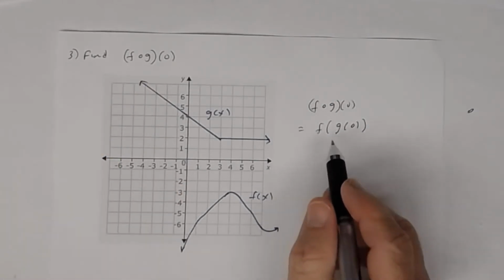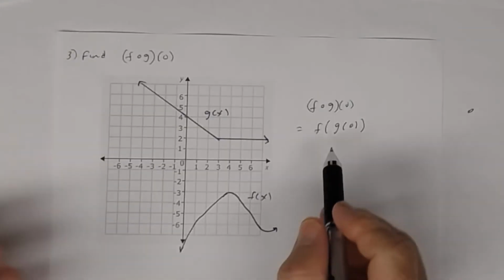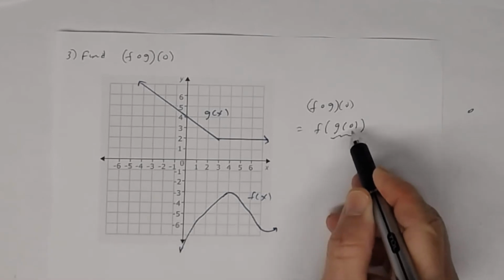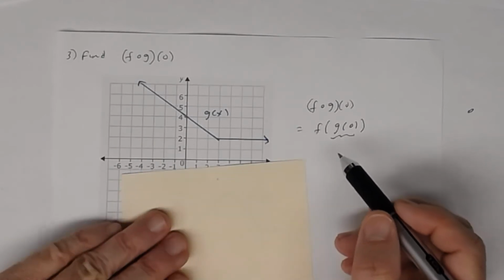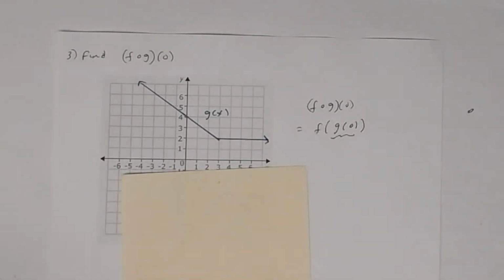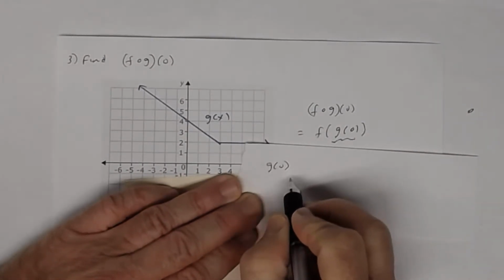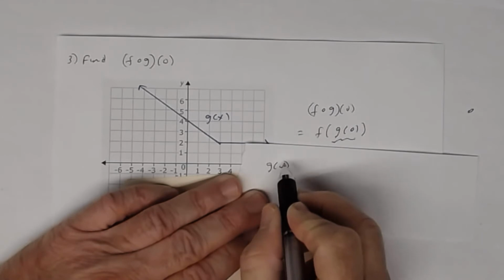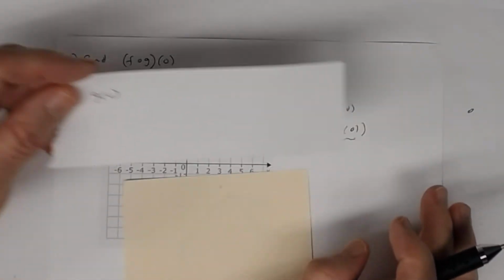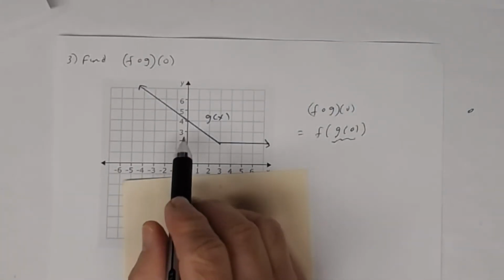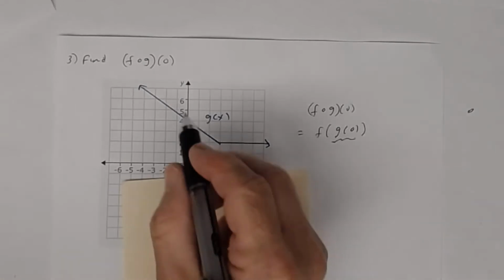Now that looks like numbers 1 and 2, that notation. When determining this, we need to first figure out the innermost one, g of 0. So I'm looking at my function g right here, so I'm going to cover this up. Remember, I'm looking at g of 0. That means when x is 0, what's my y value for the function g? Here's the point of the graph corresponding to x equals 0.